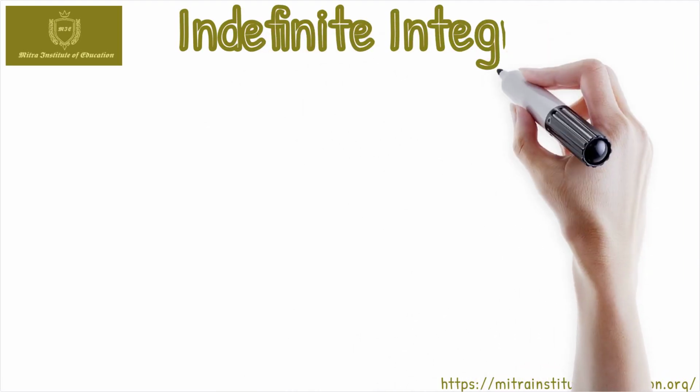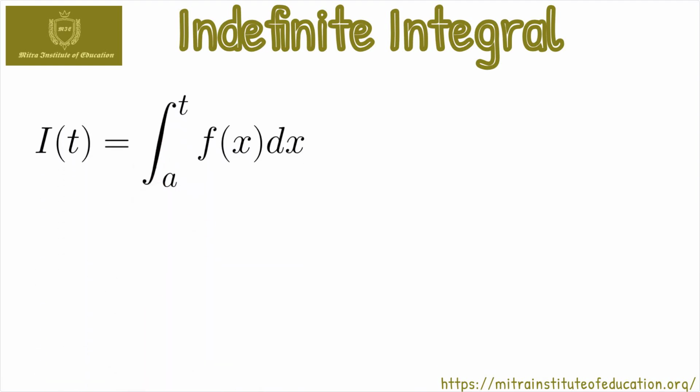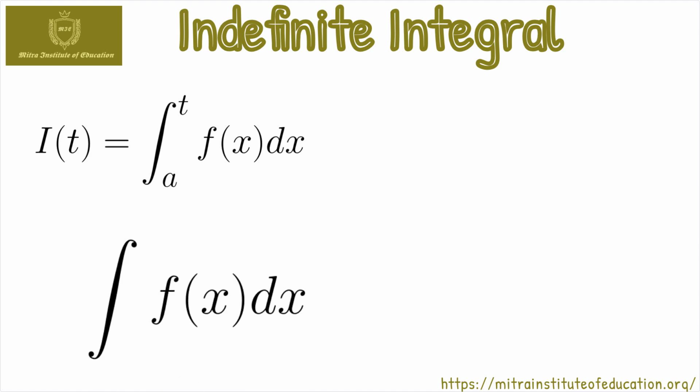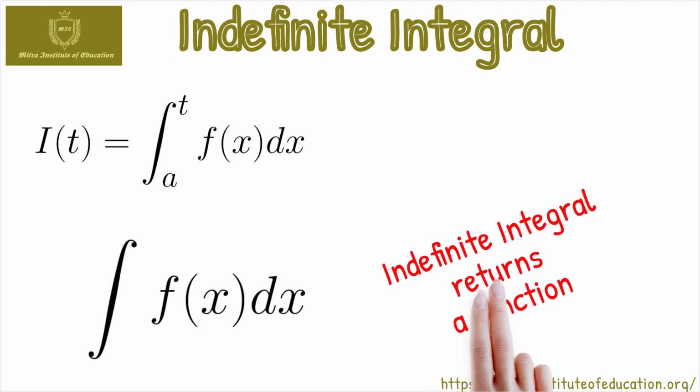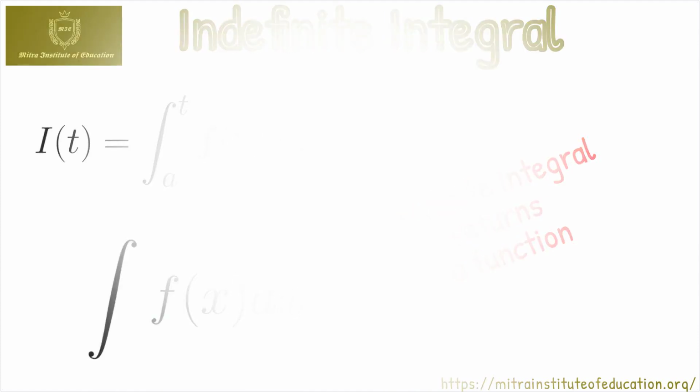The indefinite integral can be thought of as a definite integral, where its upper limit is a variable. We write it as I of t equals the integral from a to t of the function f of x, dx. However, we often write it without the boundaries, like this, the integral of f of x, dx. The result of an indefinite integral is not a number, like the definite integral. Instead, it's a function.